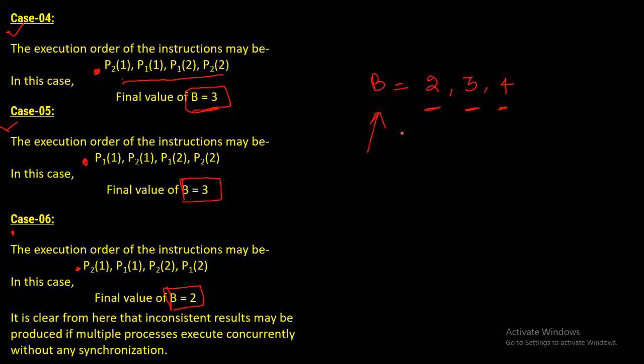Okay, why is this inconsistency arising? This inconsistency in the final result is arising because multiple processes are trying to execute concurrently, and the output depends upon the sequence of execution. So if such a scenario arises, then we should adopt process synchronization mechanisms to resolve our problem. This type of inconsistent result is known as race condition.